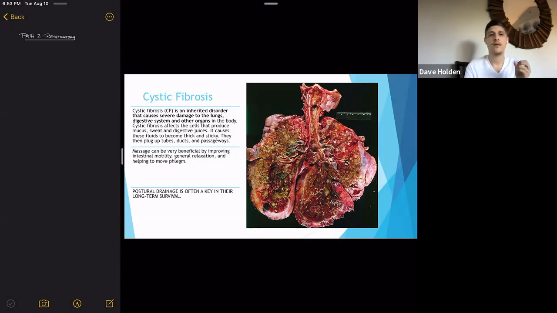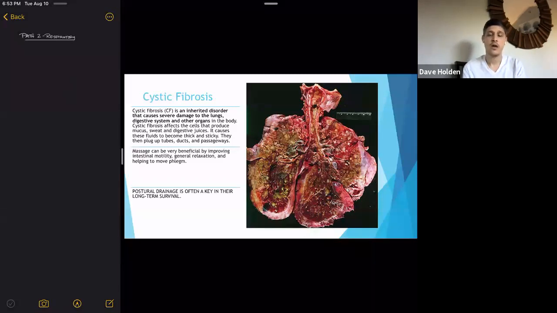So cystic fibrosis usually starts in the lungs. It's usually where you start to see the symptoms. The kid has trouble breathing, and that's usually what takes them into the doctor's office. It's very often diagnosed in childhood. Very often it is deadly, not because of the cystic fibrosis, but because of the secondary diseases. It's usually something like pneumonia or some other secondary infection.